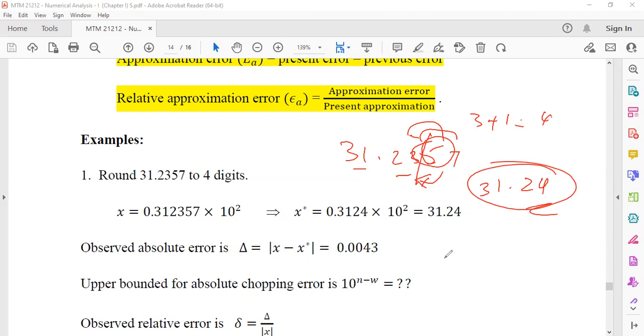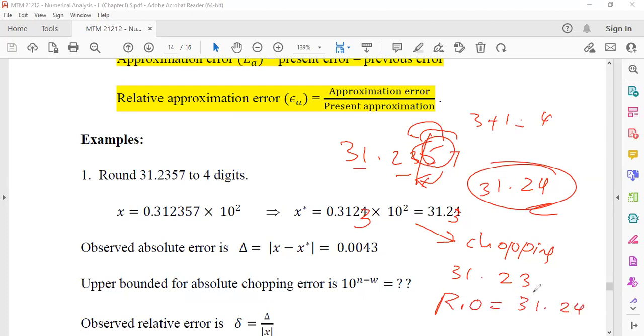Okay. Yeah, sorry, this one, this is not the absolute, no? Absolute will be 2, 4. So this one 3. For the absolute chopping error it will be 31.23. But the rounding off will be 31.24. Isn't it?